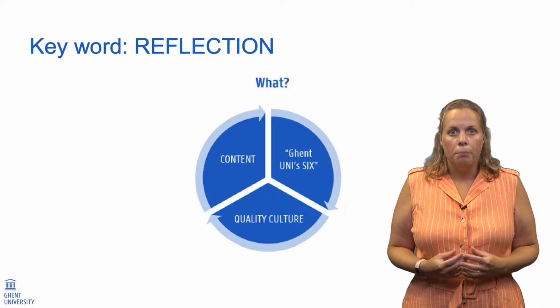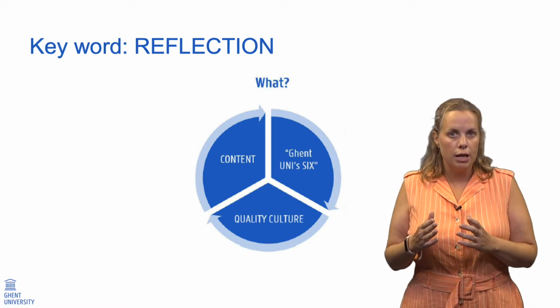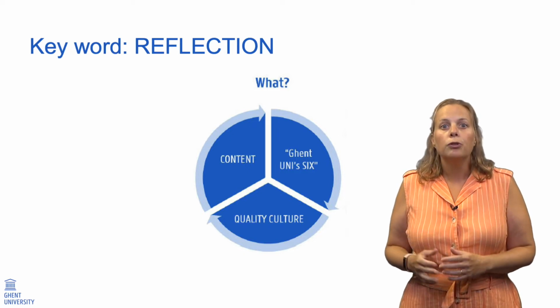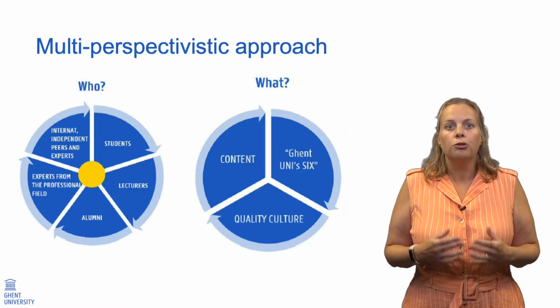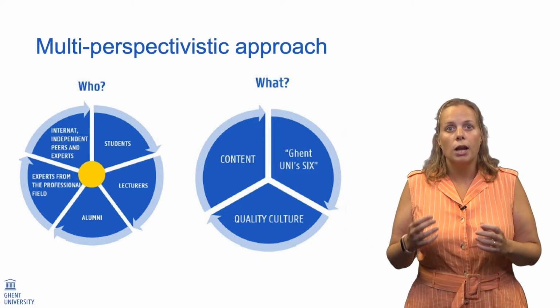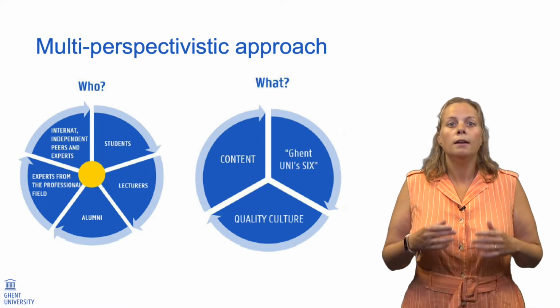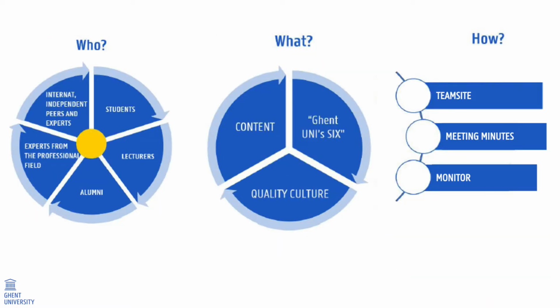The key word in our approach is reflection. We reflect on every level, on the content, on the 6 strategic education objectives of Ghent University, and on the processes of quality assurance. We believe in a multi-perspectivistic approach to review and monitor. So, we develop tools to gather objective data from our students, lecturers, and external stakeholders. This results in a 360-degree feedback. To facilitate collaboration and to stimulate team meetings, we created a team site for every committee. On this site, we can share meeting appointments, preparations, minutes, and other documents among the members.